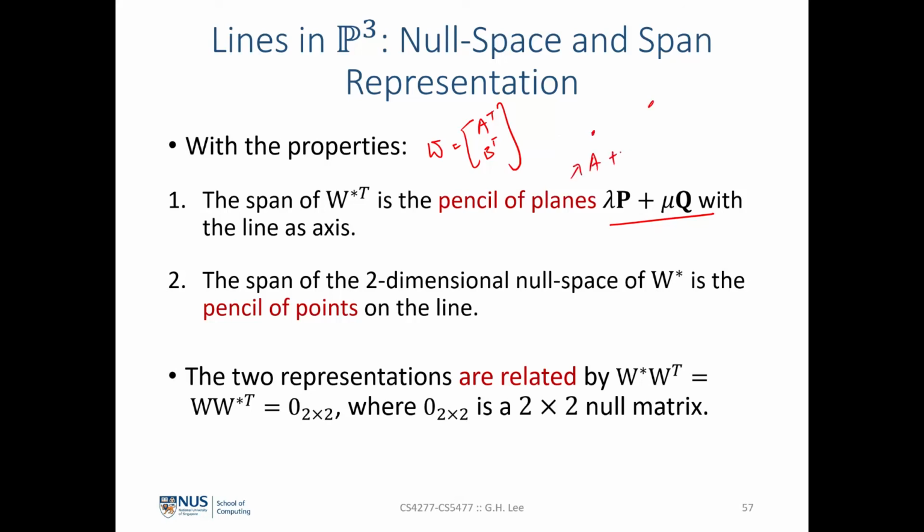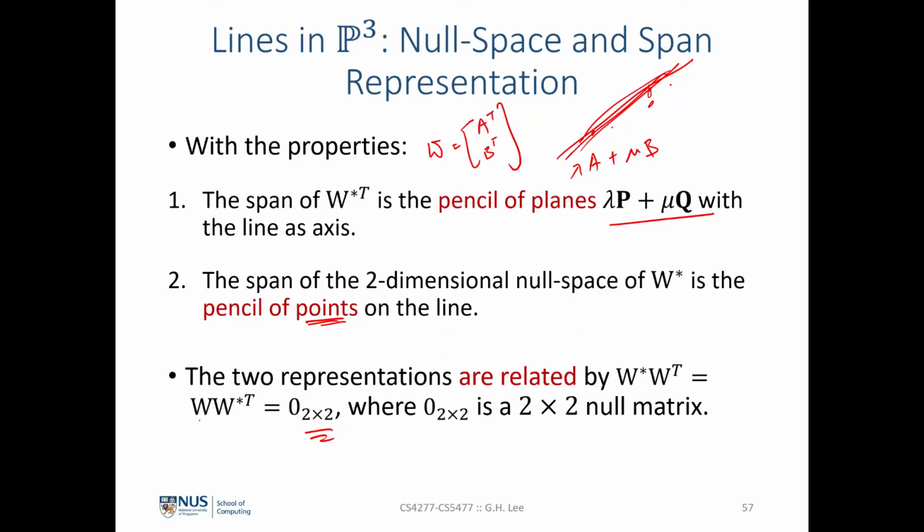So it's lambda A plus mu B for any point on this particular line defined by the 2 points over here. And the span of the two-dimensional null space of W is the pencil of points on the line. So this is also directly a duality, where the span of the two-dimensional null space of W star defined by the 2 planes is the pencil of planes on the line. So this shows that there is a duality principle between points and planes. And the two representations are related by W W star transpose equals W star W transpose equals 0, since the point should lie on the line.